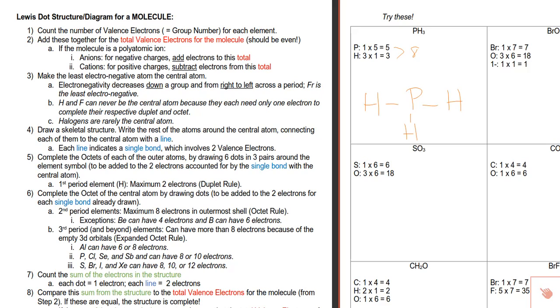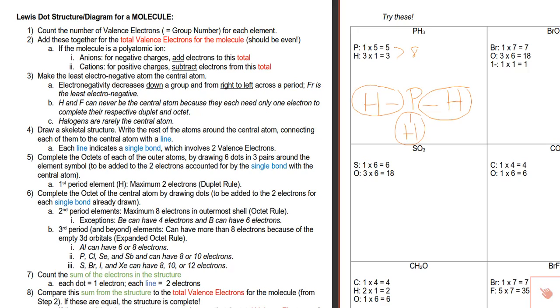Now I'm going to go ahead and complete the octets for the outer atoms, but please note that hydrogen, which is in the first period, doesn't actually follow the octet rule, which means it has 8 electrons. It follows the duplet rule, which means it only has 2. And since we already said that the single line represents 2 valence electrons, hydrogen already has its 2 in each of these cases. So I don't actually need to complete the octet of the outer atoms in this case. So step 5 doesn't need to be done.